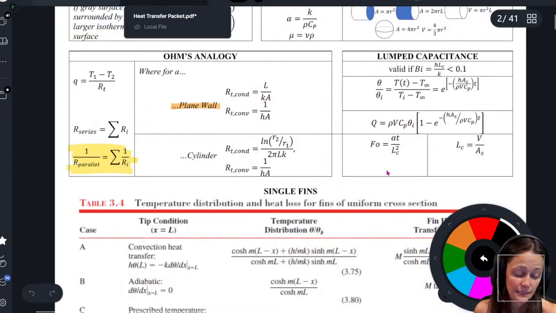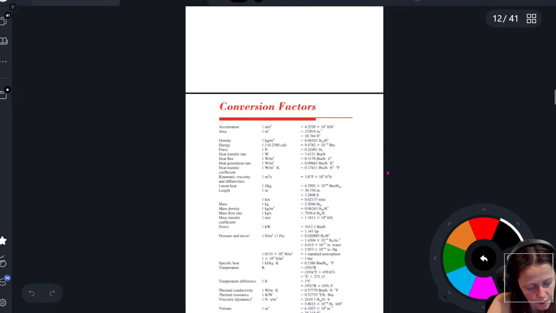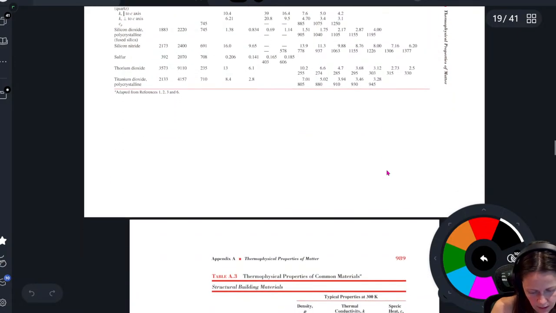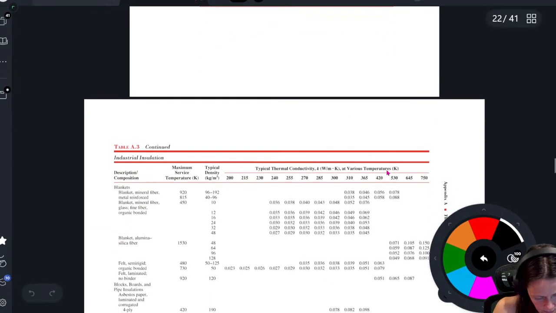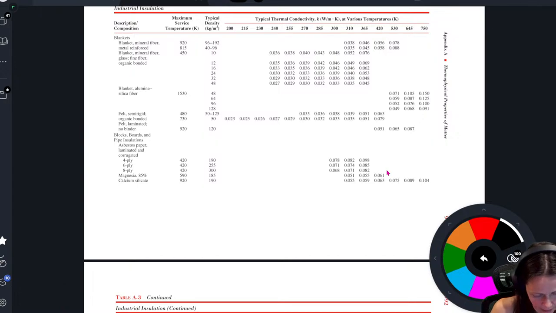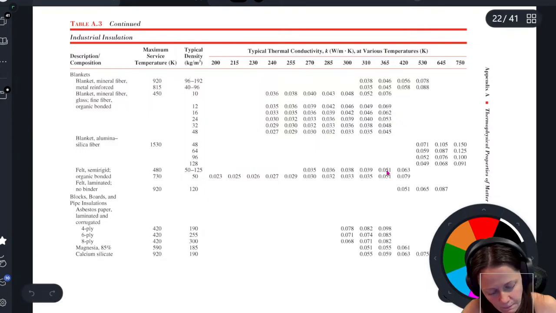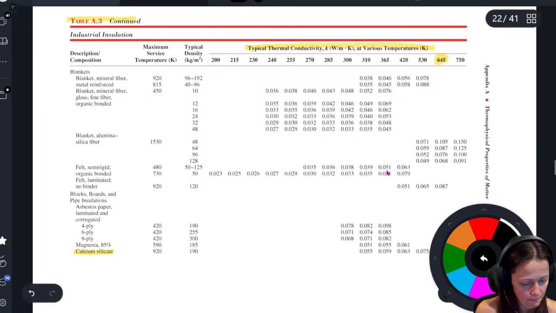So calcium silicate. I do have to look. Not terribly sure which one it's going to be in. Somewhere over here. Aha! There he is. So this is in table A3, up at the top. And yay, we found calcium silicate and we got thermal conductivities at various temperatures. And what is really awesome is 645 is on there, which, I mean, does that ever happen? I don't know. But let's see.